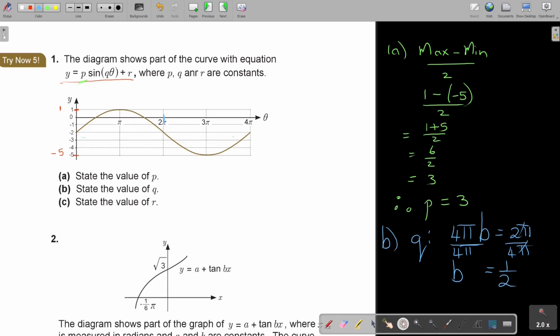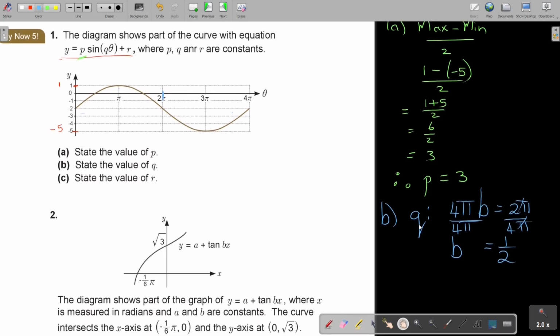And then the last one, state the value of r. It's to see how many units did it shift up or down. Now I can look at the middle point here. Can you see if the middle point was on 0 and it shifted down? Did you see there? It shifted down 2 units. So the value of r will be -2. Just make sure, it's really just thinking a little bit logically, looking at the graph and finding the values. Okay, so let's do number 2.